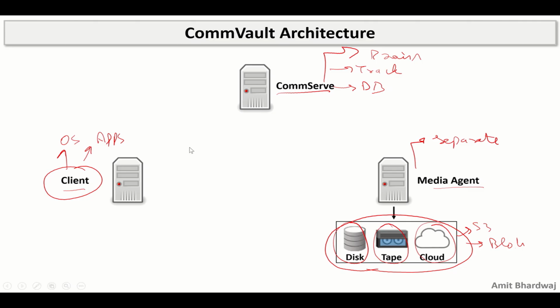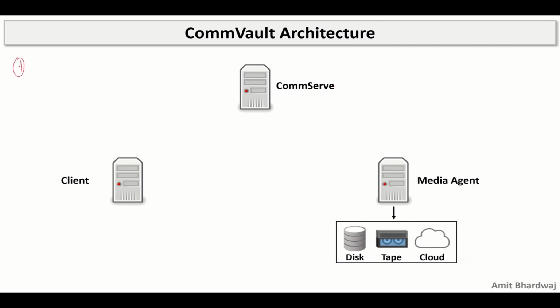Now that we have understood the high level understanding of the architecture of Commvault, let's see some of the use cases, some of the scenarios where all the three components communicate to each other. Scenario 1 of the backup. In case of backup, the COM server initiates the backup job for the client, and here the client sends the file to the media agent.